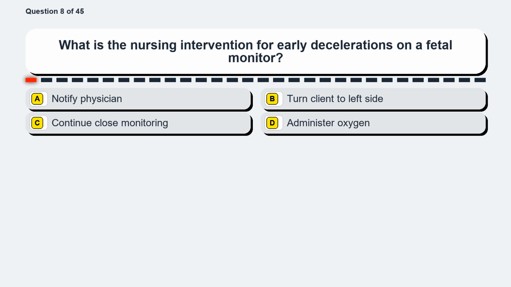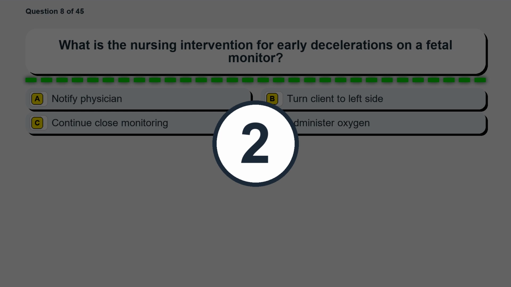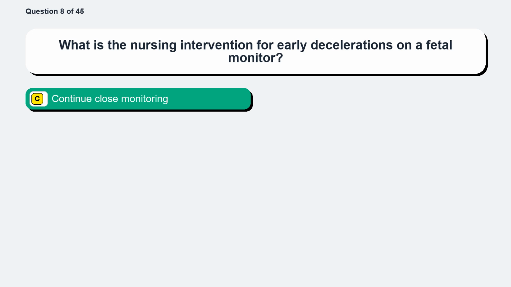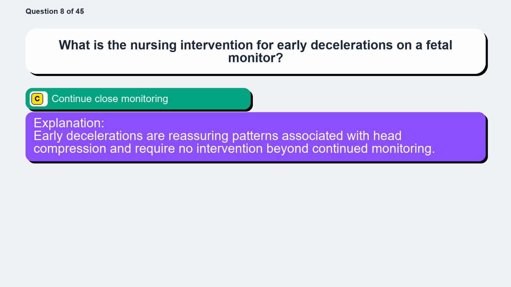Question 8. What is the nursing intervention for early decelerations on a fetal monitor? Option A. Notify physician. Option B. Turn client to left side. Option C. Continue close monitoring. Option D. Administer oxygen. The correct answer is option C. Continue close monitoring. Early decelerations are reassuring patterns associated with head compression and require no intervention beyond continued monitoring.